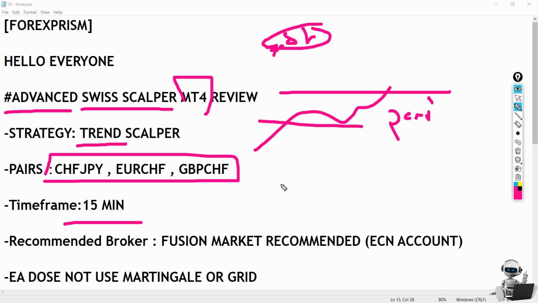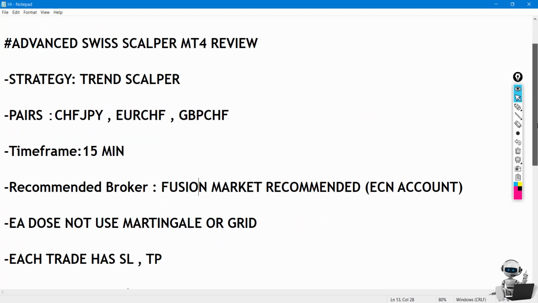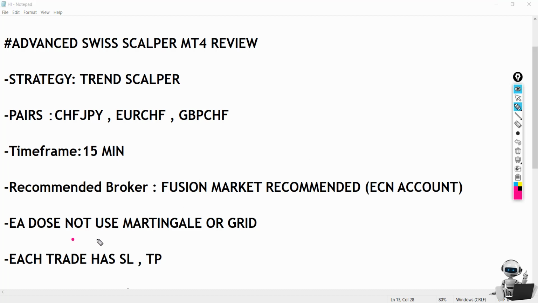so this might be a little bit problematic. And for the recommended broker, it is very important you use an ECN account, whether it is from IC Markets, Tickmill, or any broker you trust and believe is reliable. And the EA does not use any martingale or grid type. Each trade has a stop loss and take profit. It also uses a trailing stop loss, which is very amazing.